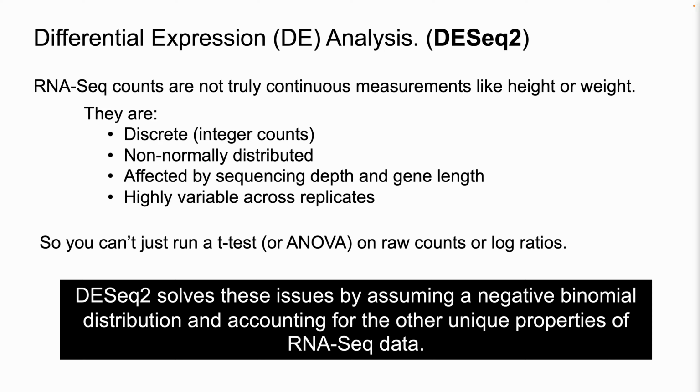Well, because of the assumptions of t-tests, and they don't fit with the distribution of RNA-Seq data, right? Some of those reasons: integer counts, they're not normally distributed, because you have to account for the depth and the gene length, because they're highly variable across replicates. Like, what I mean by highly variable, they are over dispersed. So that's where the negative binomial distribution comes in. That's the negative binomial distribution.